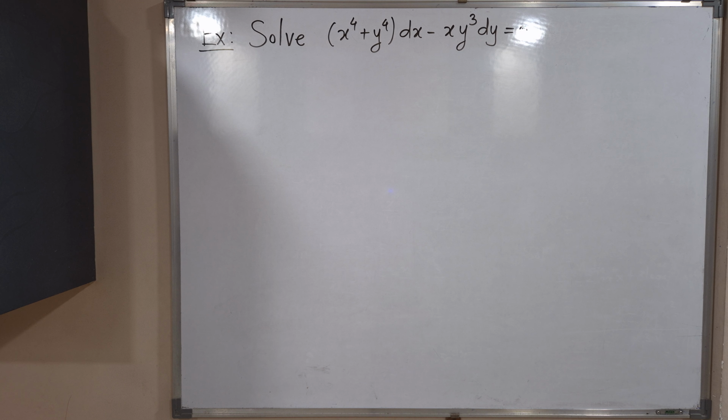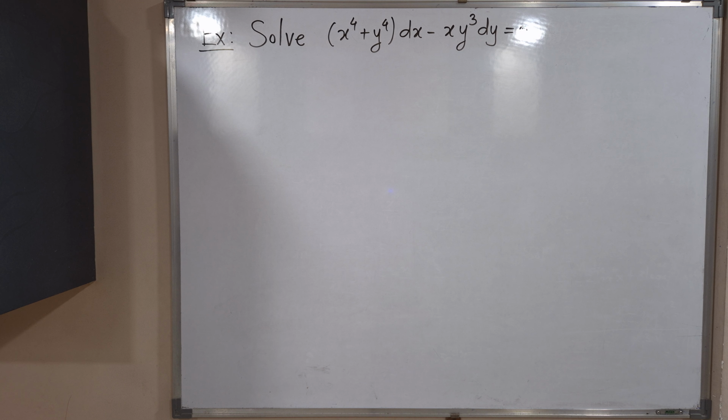And that rule says the integrating factor is 1 upon mx plus ny. We have calculated its value is x raised to 5. So 1 upon x raised to 5 is the integrating factor. That means if you multiply the given differential equation by this 1 upon x raised to 5, then this non-exact differential equation will be converted into an exact differential equation. So let me do that.